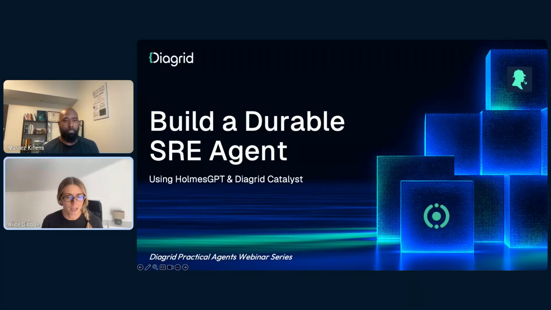We will be creating and running a durable SRE agent using the open source project HolmesGPT and our AI orchestration platform, Diagrid Catalyst. If you haven't used one before, you can think of an SRE agent as your first line of defense, the first responder to any critical infrastructure issues that might be occurring, whether in your Kubernetes cluster, a VM, or any layer in the technology stack.